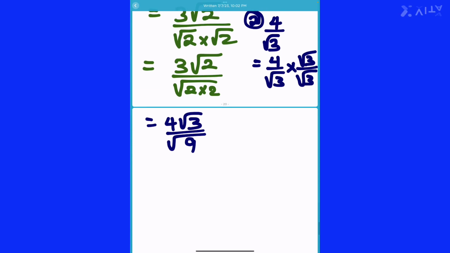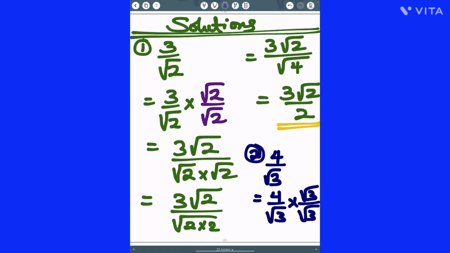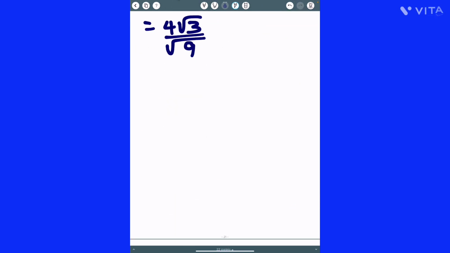I'm trying to reduce the steps. So here, root 3 times root 3 on the denominator side is root 9. So that gives 4 root 3 over 3. That's our answer for question 2.